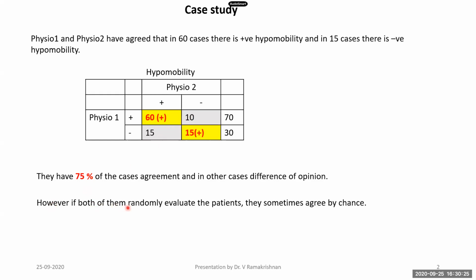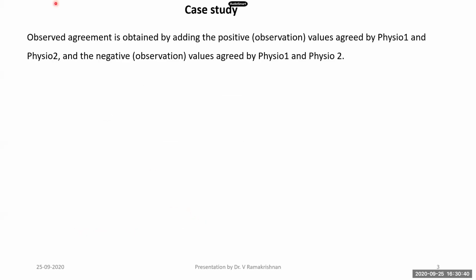However, if both of them randomly evaluate the patients, they sometimes agree by chance. This is expected. This chance is what is considered in kappa statistics. Kappa value takes this chance into account. Now we will see how to find out this. Observed agreement is obtained by adding the positive observation values agreed by Physio 1 and Physio 2 and the negative observation values agreed by Physio 1 and Physio 2, which we have just now seen.